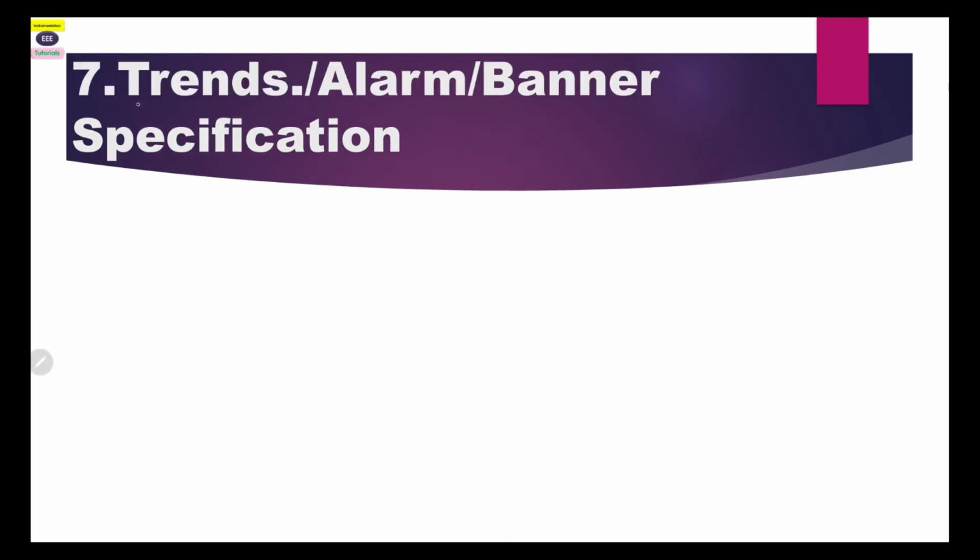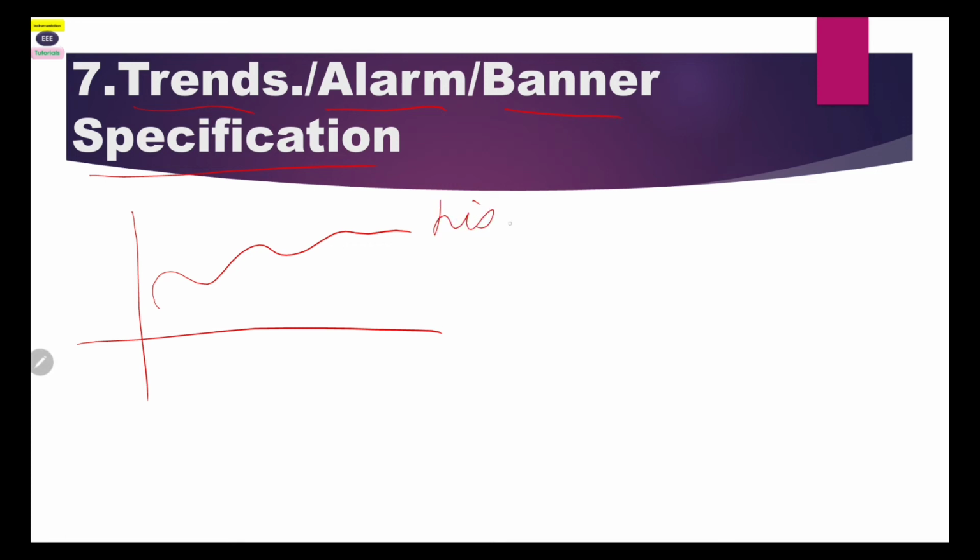Now the next point is trends, alarms and VANR specification. This is also very important because you should know how the trend works and what its historical time is, meaning how many days your trend will be available for troubleshooting, and also the alarm values, how they come and what is the meaning or significance of each symbol which is generally used in alarms and trends.